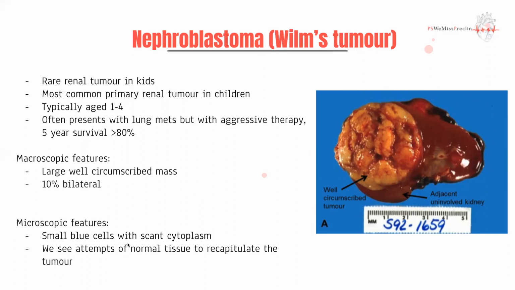Microscopically, you see small blue cells with scant cytoplasm. And what you can see, and that fits in with our macroscopic features of a circumscribed tumor, is that we see attempts of the normal tissue to try and cover up the tumor. And that's to prevent further spread.